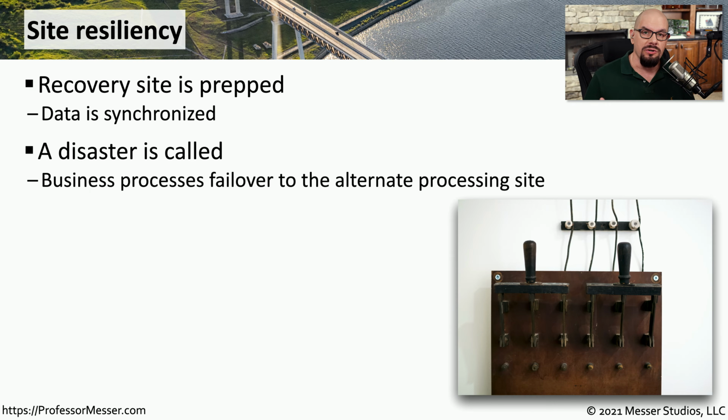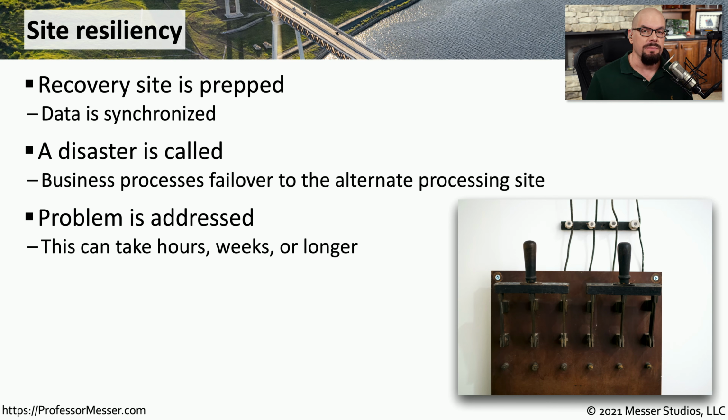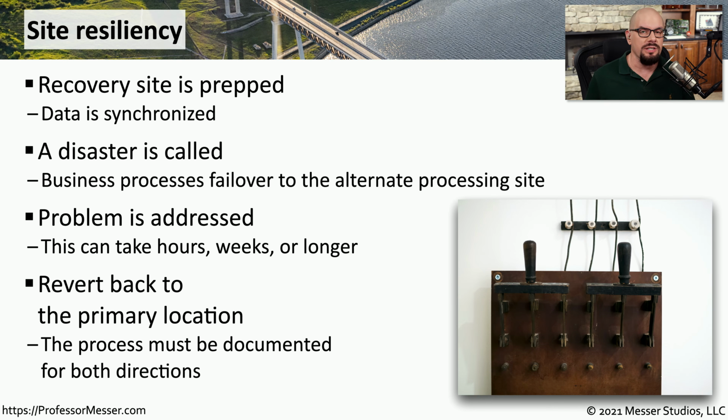If a disaster occurs and your primary site is no longer available, you now have the option to call a disaster and fail over all of your business processes to this alternate location. This failover may be something that only occurs for a number of hours, but if this is a major disaster, you could end up using this secondary location for weeks or even months at a time. And of course, once the disaster is over and the primary site is available again, we can then move everything back to that primary location by reversing this process.